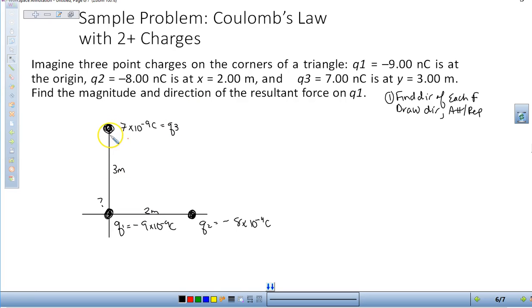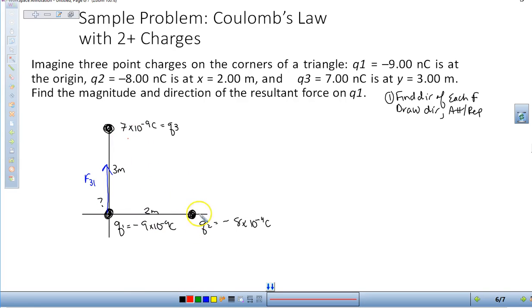Okay, let's look at Q3 first. You can do it any way you want. Why not? We'll do Q3. All right, so Q3, we have a negative charge and a positive charge, which means this one's going to be drawn toward that charge. So the force of 3 onto 1 is going to be up, just like that. And again, that's because this is negative and this is positive, so it's attracted.